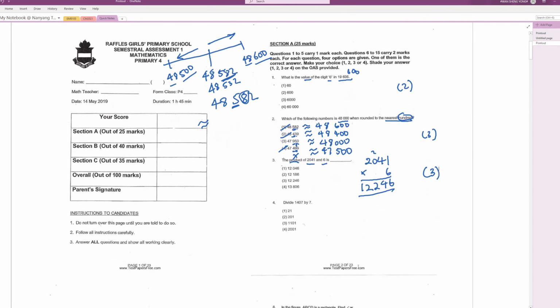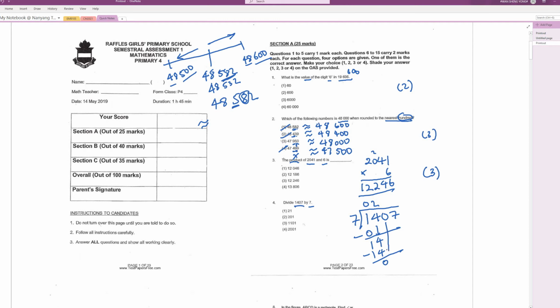Next question. Question 4. Divide 1,407 by 7. For this question, we need to do long division. So write 1,407 divided by 7. Because 1 is smaller than 7, we write a 0 here. So 7 times 0 is 0. So we bring down the 1. 1 minus 0 is 1. Then we bring down the 4. So 7 times 2 is 14. So 14 minus 14 is 0.